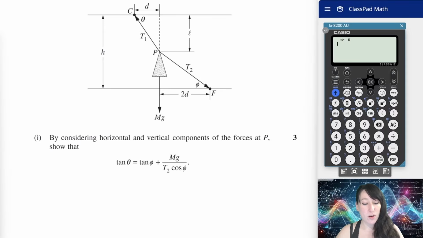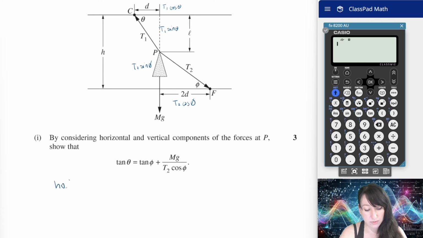Okay. Let's start with the horizontal components. These are only going to be coming from the tension in the ropes. So let's get the components, horizontal and vertical, for T1. For this one, the vertical would be T1 sine theta, since the vertical is opposite of that angle. Horizontal would be T1 cosine theta, and then for T2, very similar, we'd have T2 sine phi on the vertical and T2 cosine phi on the horizontal. So horizontal, we have T2 cosine phi pulling to the right, T1 cosine theta pulling to the left.